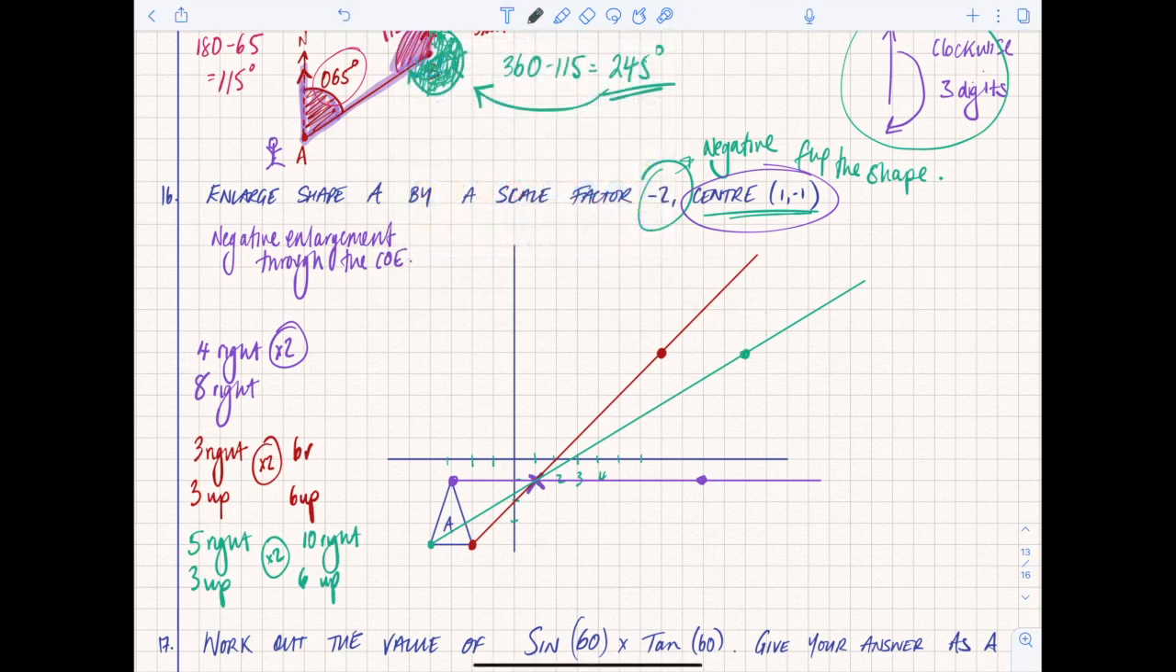Okay, then it really simply, it's a case of you joining all your points together. It might tell you to label it B, and that is my new shape. You can see it's flipped the shape upside down, and it has also got bigger as well.